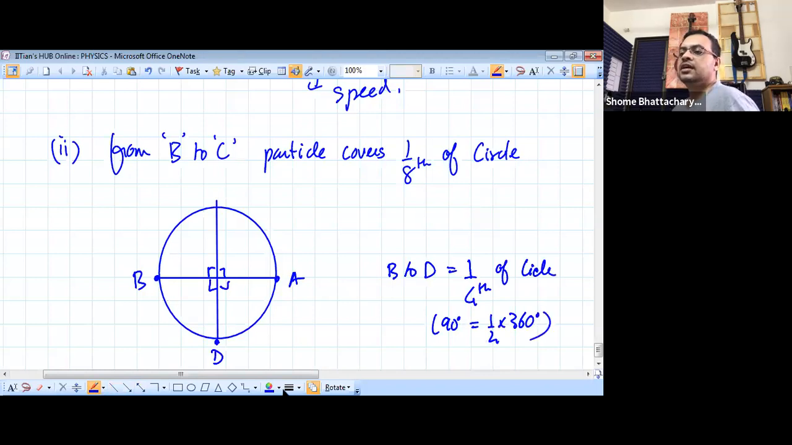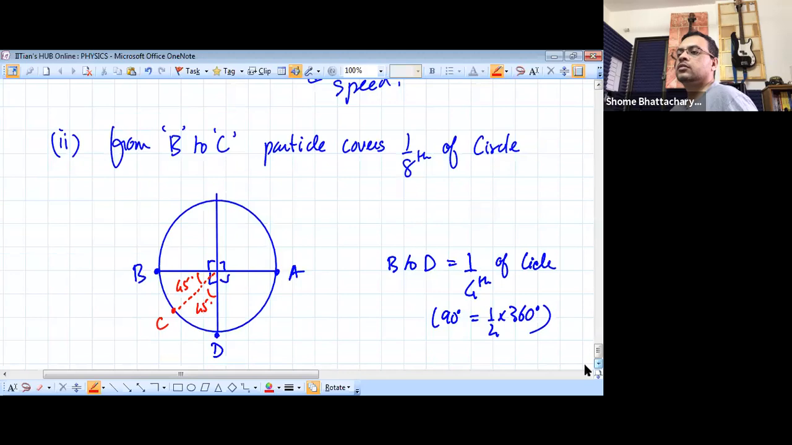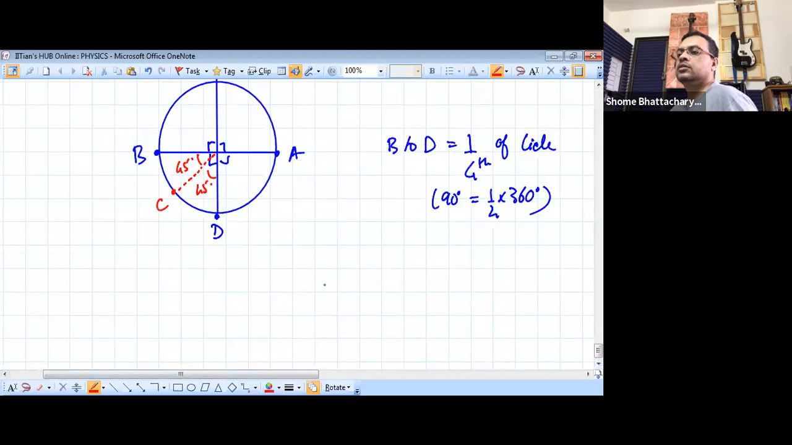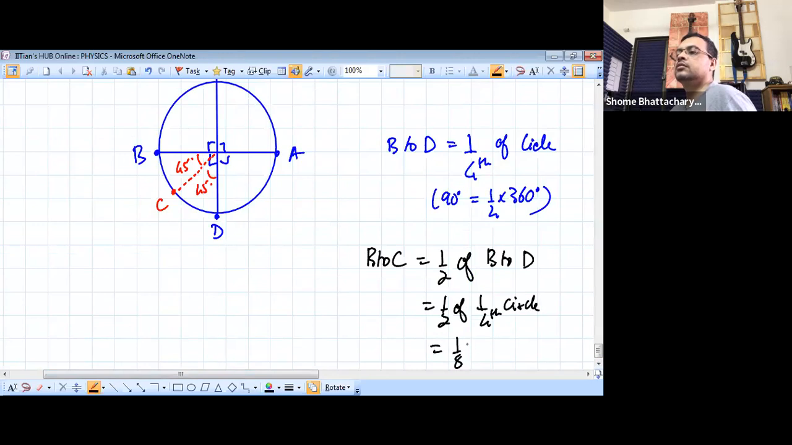Okay. Now similarly, here, where is the point C? The point C is here, which is further cutting this in half. No? This is 45. That is 45. So therefore, you will see that D to C is half of B to D. So it is half of 1/4 of the circle. So it's 1/8. That is B to C.